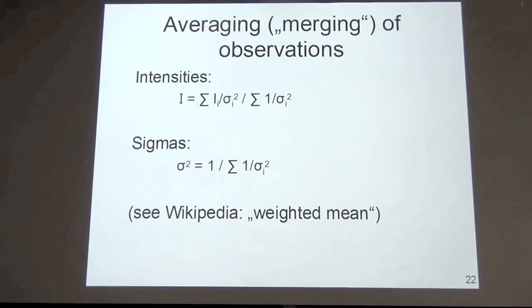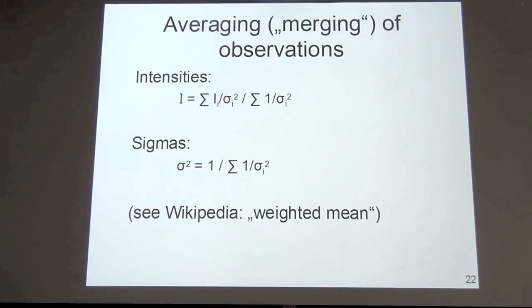So now we are going to look at merged data. How do we arrive at merged data? There's a very simple formula. Look it up in Wikipedia, weighted mean, and it tells us the intensity. In our case, it's just a weighted sum of individual intensities divided by some other factor. And this uses the weights. And the sigma of this weighted mean is then sigma squared equals this formula. So it's very easy to do.